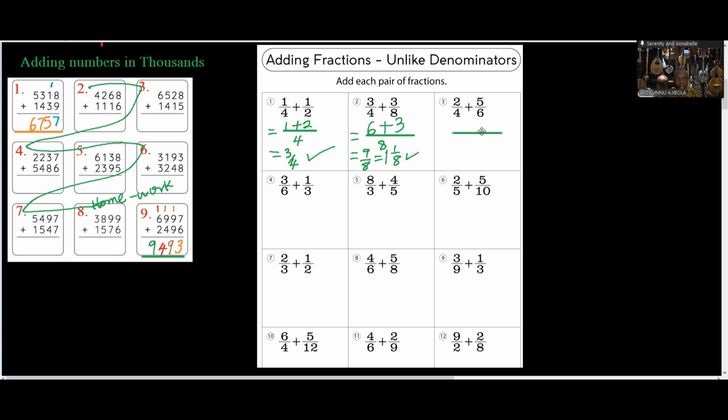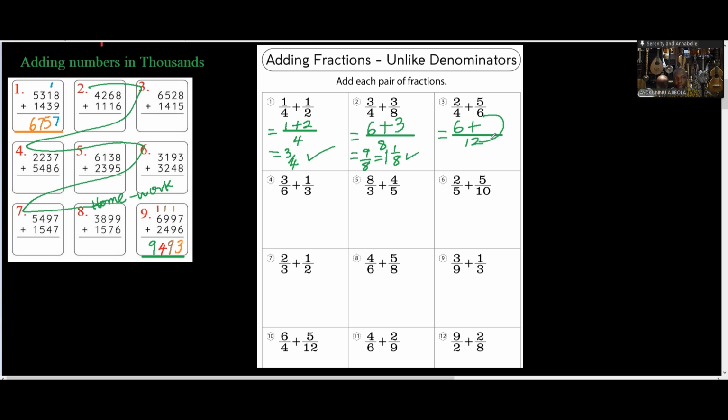Now let's check the third one. Are they the same denominator? No. Is the bigger one a multiple of the smaller one? No. So what's the next multiple of the bigger one? That is 12. And it's also a multiple of the smaller one. So I pick 12. How many 4 fall in 12? That's 3. 3 times 2 gives me 6. Okay? Is that clear?